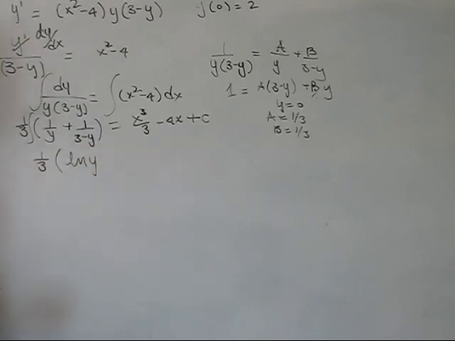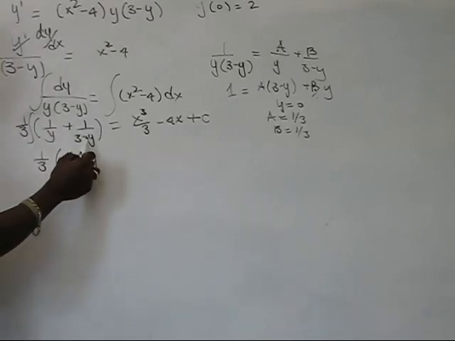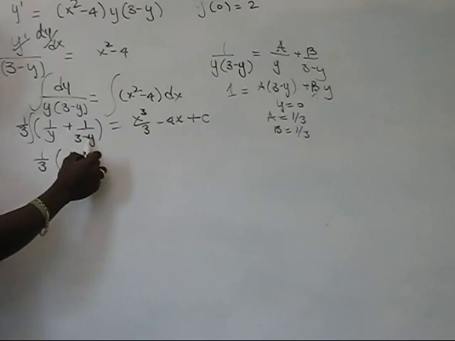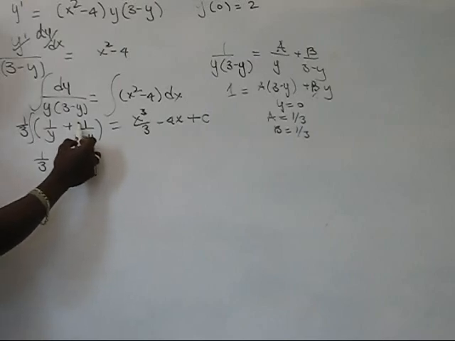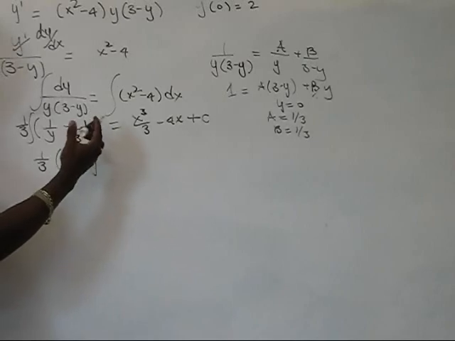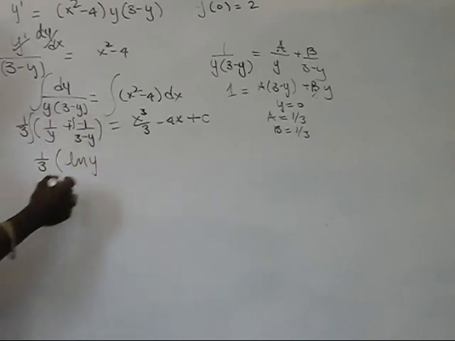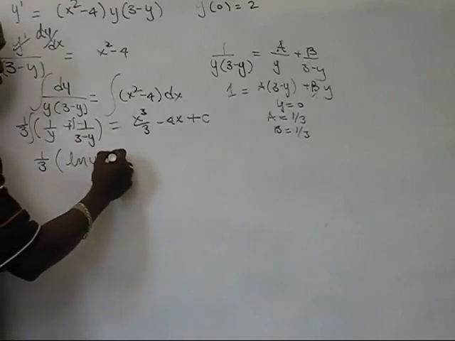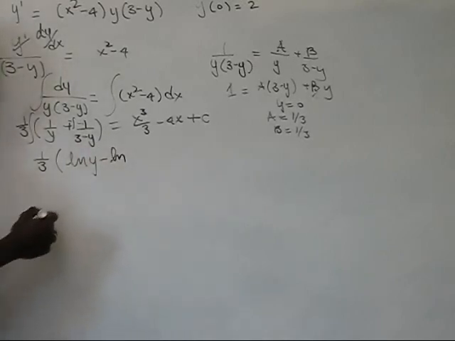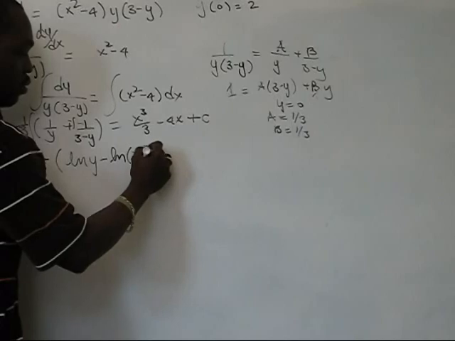I know what that is. It's natural log of y. But this one I have a negative y at the bottom. I should have -1 on top, but I have a -1, so I put a negative. Let's put the negative outside. So when I integrate this one, it will be negative natural log of 3 minus y.